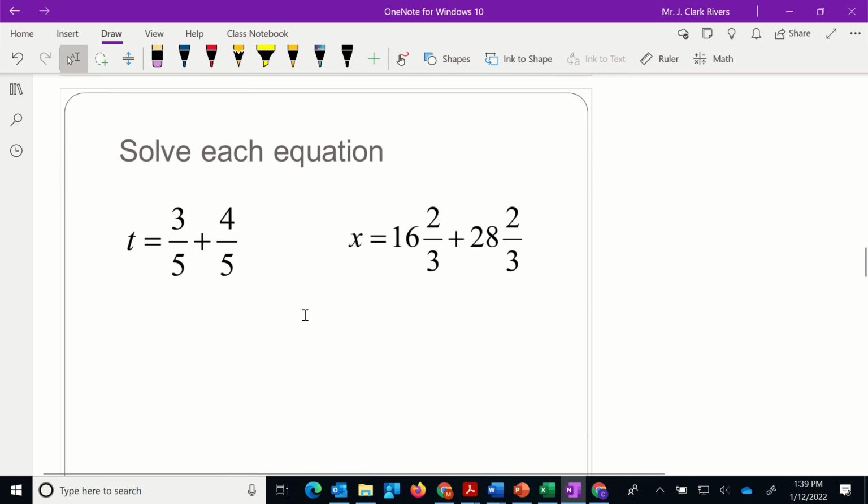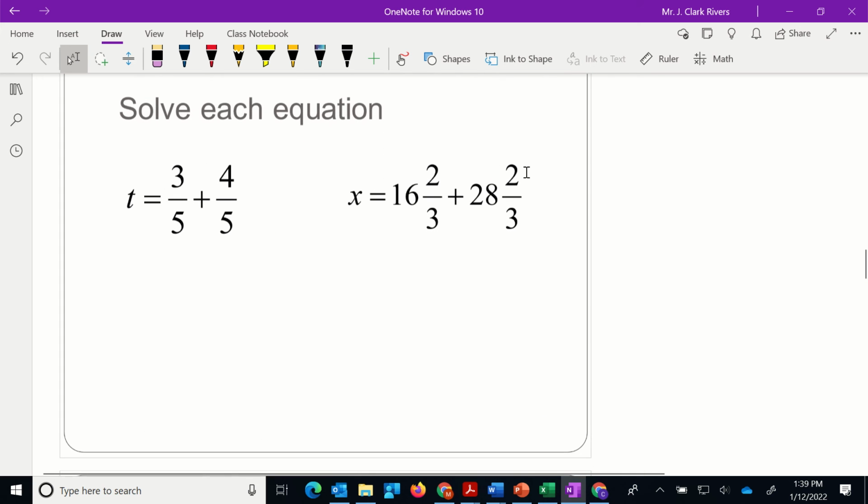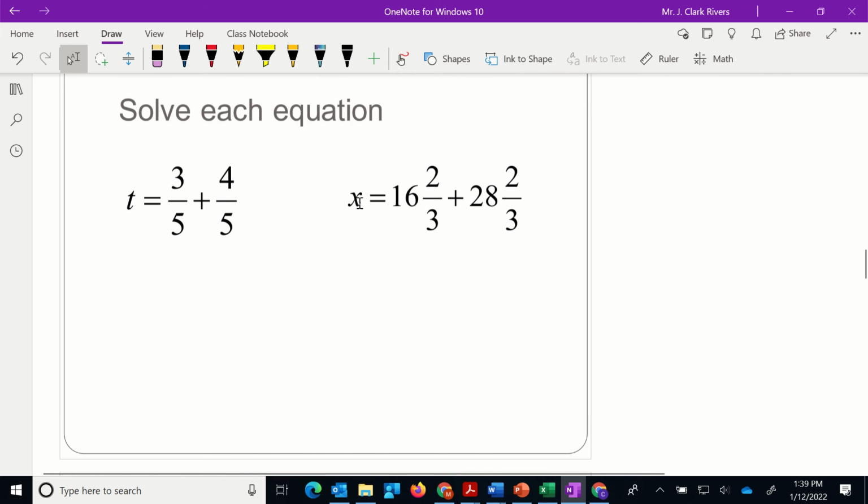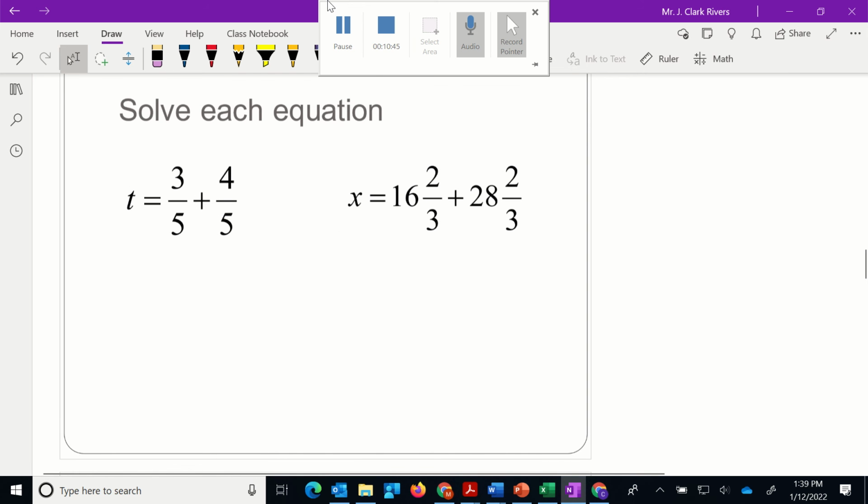Let's try these two on your own. Oh, those are big numbers on the right. That's okay. We can handle it. Try those two. Just fair warning on the one on the right, we don't want to have an improper fraction in a mixed number. I'm going to say that again. You don't want to have an improper fraction in a mixed number, so keep that in mind.